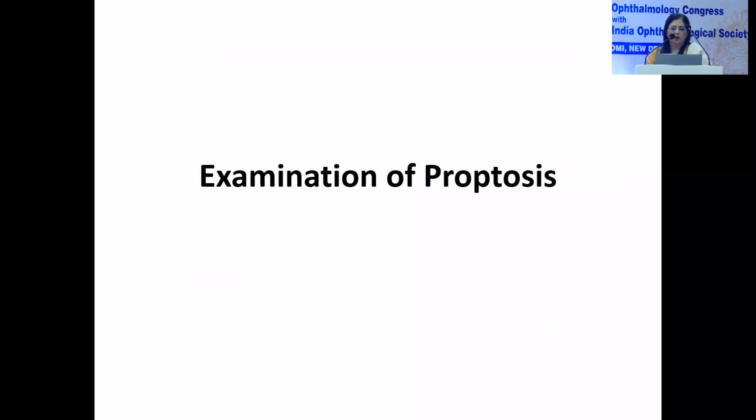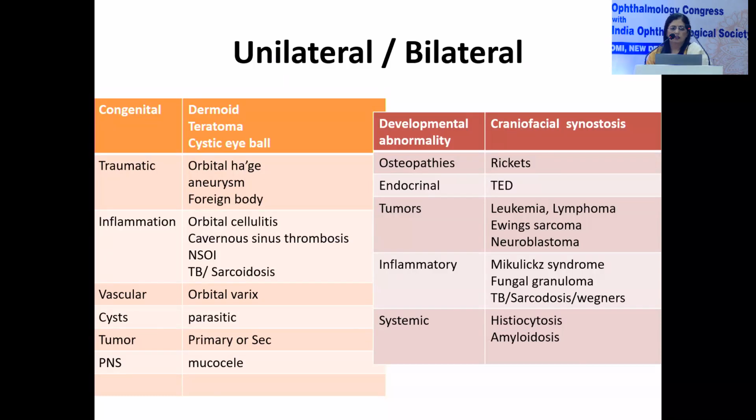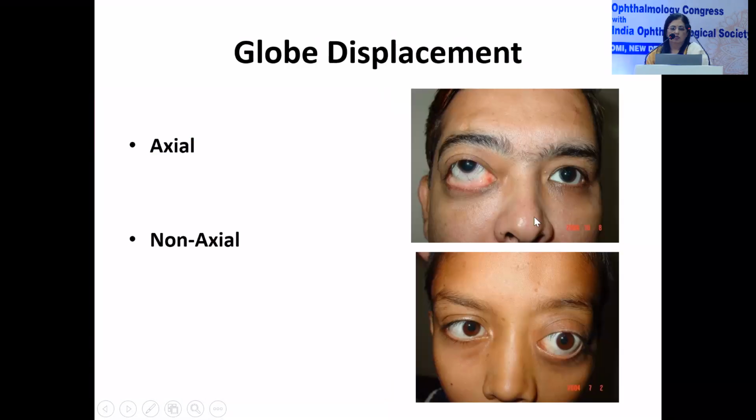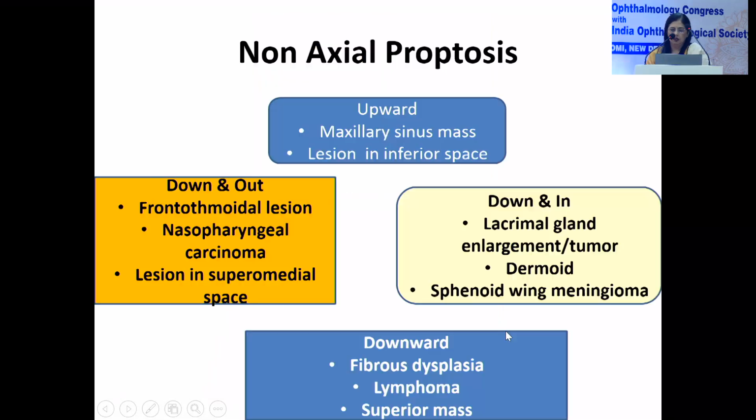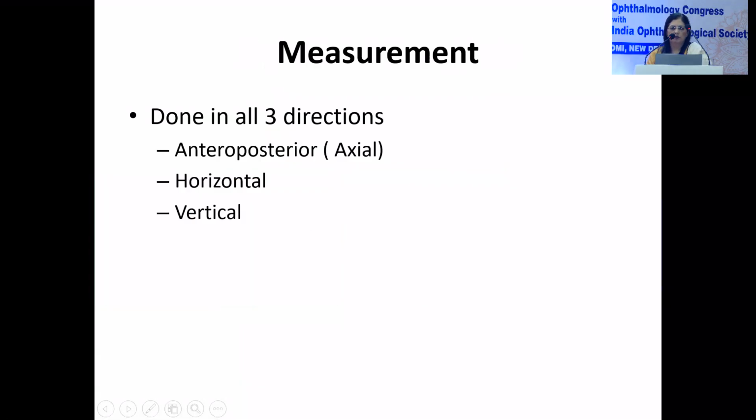Coming to examination of proptosis, it is important to know whether it's unilateral or bilateral. There are specific diseases which present bilaterally. It should also be noted whether the displacement is axial or non-axial. If it is axial, we know we are dealing with an intraconal lesion like thyroid eye disease, cavernous malformation, schwannoma or gliomas. Non-axial proptosis is when the eyeball is pushed in the direction opposite to the mass. If it's an upward displacement, we are dealing with a lesion in the inferior space. If it's downward, it's a superior mass, down and out is a supromedial mass, and down and in means a supralateral mass. So all these points are important to know.